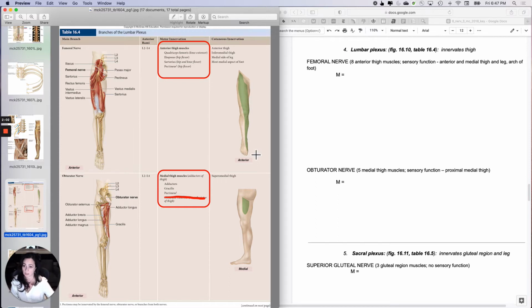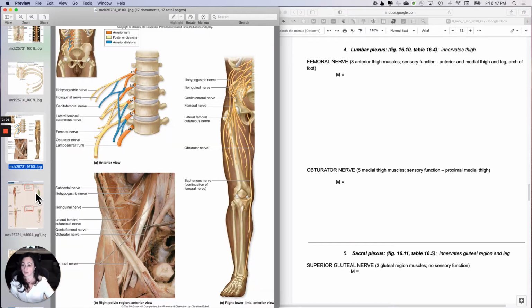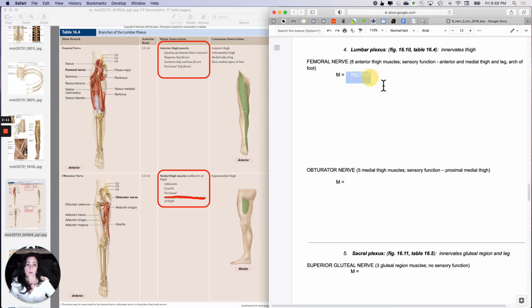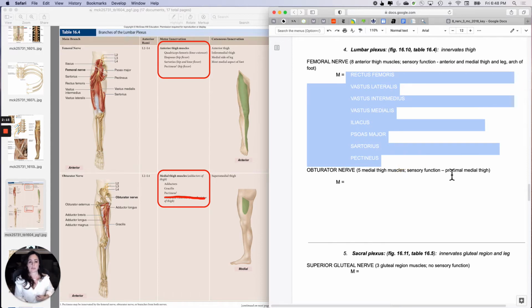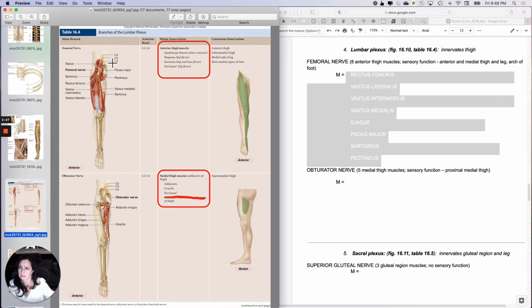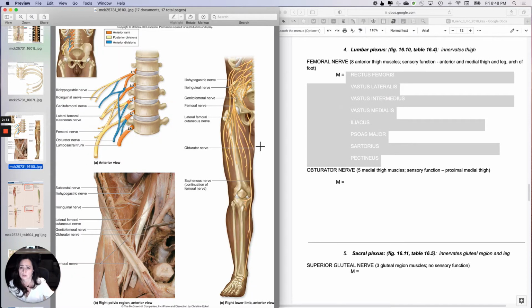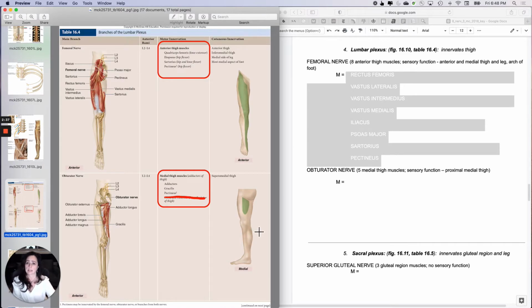That's its sensory function. As far as the motor function, it is going to innervate most of the things that it goes by as it goes through there. So 8 anterior thigh muscles, anterior and some medial. The rectus and vastuses, the quadriceps group, rectus femoris, vastus lateralis, vastus intermedius, and vastus medialis. The iliacus and the psoas major, because see, it starts up there by those. And the sartorius and the pectineus. So that's the 8 anterior thigh muscles. And then there's its sensory function right there.